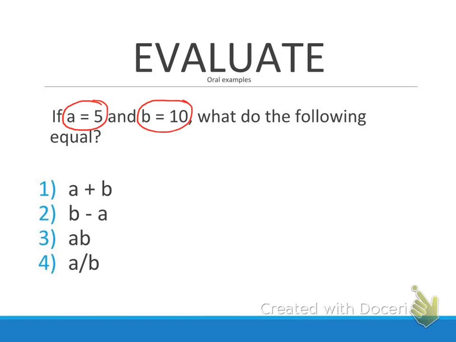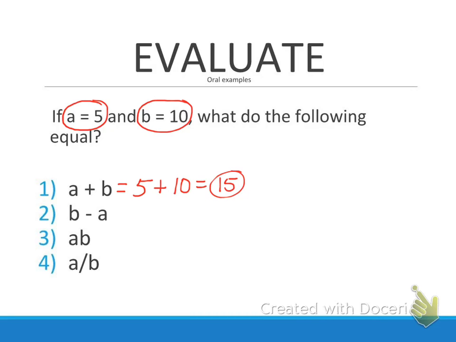So A is 5. So under this one, the first one, I'm going to plug in the number 5. And then it has a plus sign. And B, which is 10, right? So what is 5 plus 10? 15. Okay? That's it. That's the whole process.